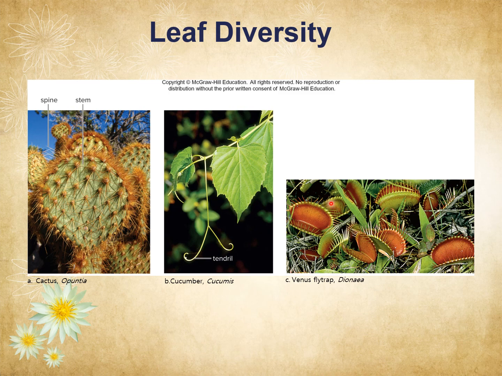When triggered by an insect, the leaf snaps shut. Once it's shut, the leaf secretes digestive juices, which break down the soft parts of the insect's body. So these are leaves, and these are also leaves, and that's also a leaf.